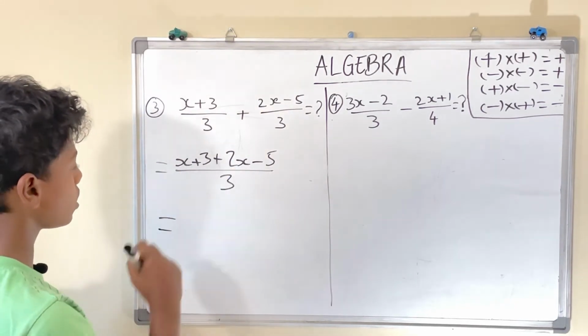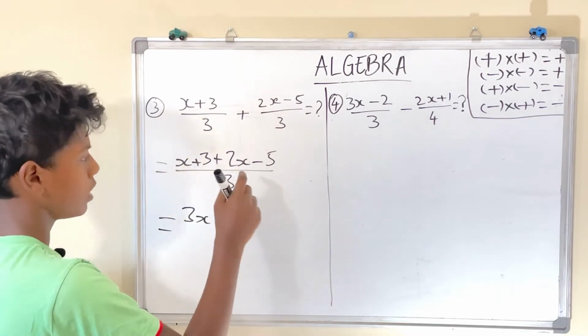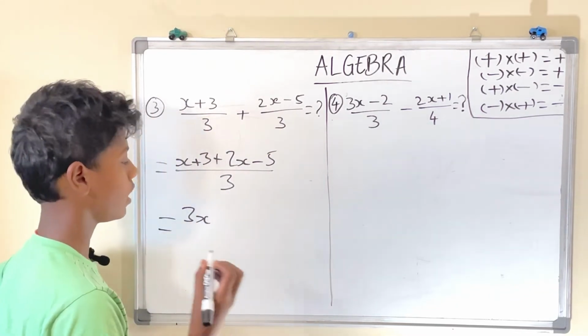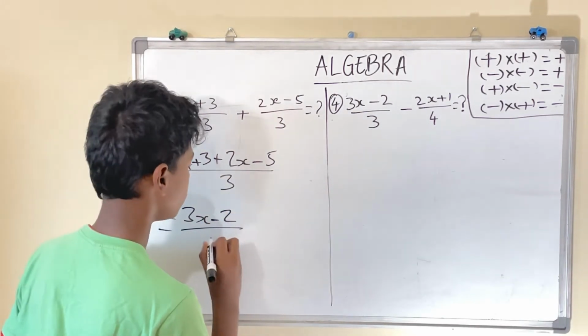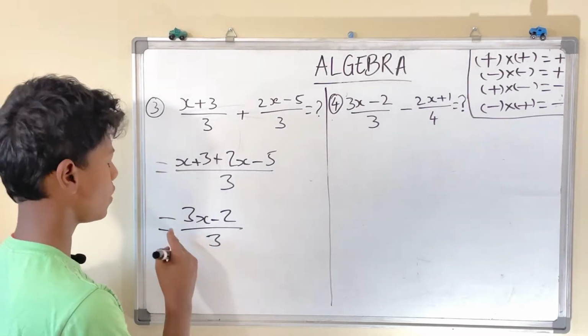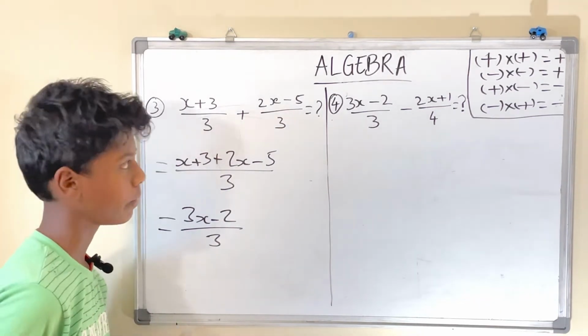So x plus 2x is 3x. And then plus 3 minus 5. 3 minus 5 is negative 2. So 3x minus 2, that's over 3. So that's it. For question 3, our answer is 3x minus 2 over 3. So let's move on to question 4.